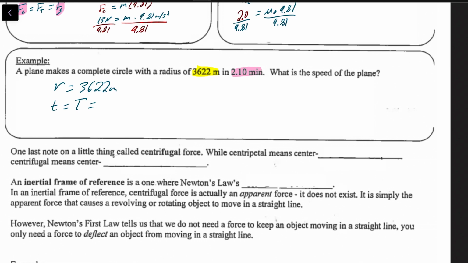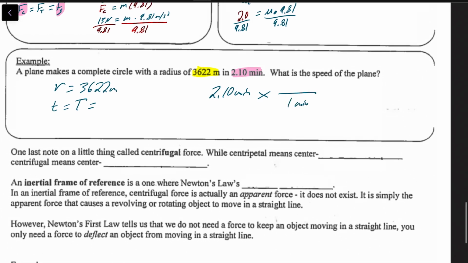We don't want minutes, we want seconds. So we do 2.10 minutes, and with dimensional analysis, 1 minute is 60 seconds, and that's going to give you 126 seconds. All right, so 126 seconds.